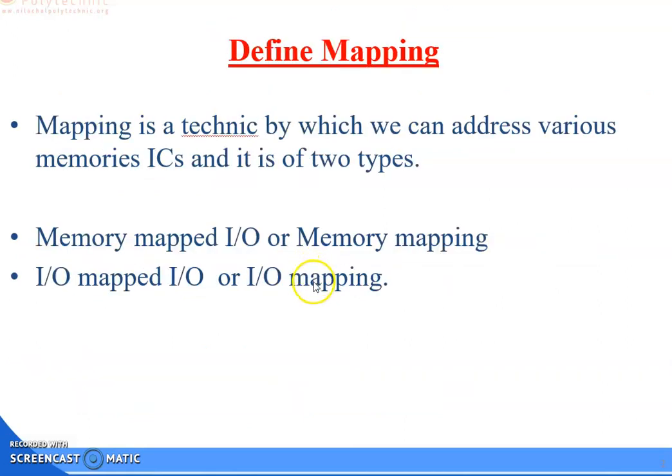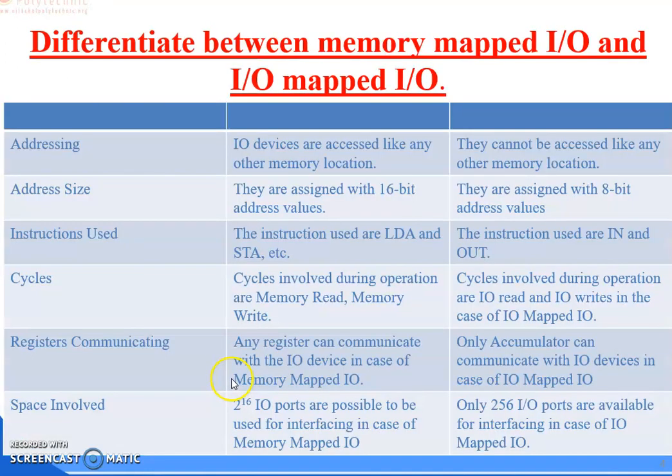Next, what is mapping? Mapping is a technique by which we can address various memories and ICs, and it is of two types. One is memory mapped IO or memory mapping. Second one is IO mapped IO or IO mapping. Then differentiate between the memory mapped IO and IO mapped IO.